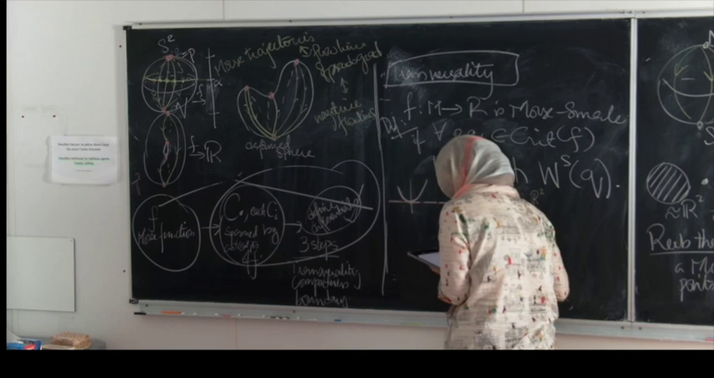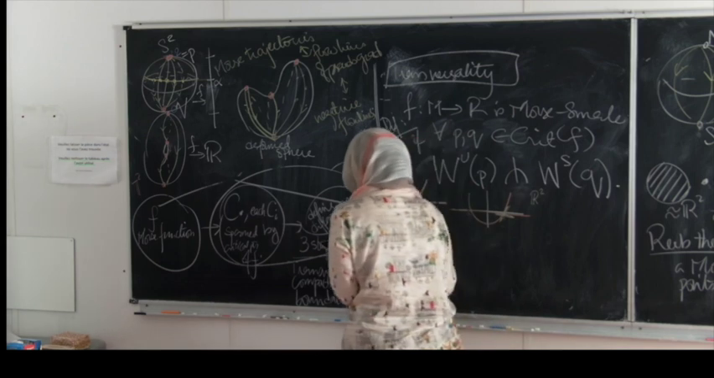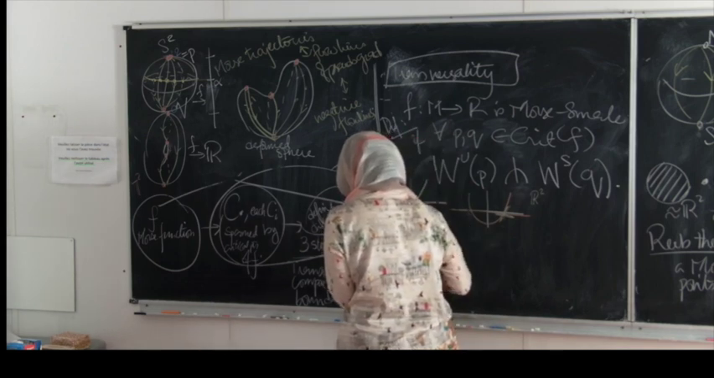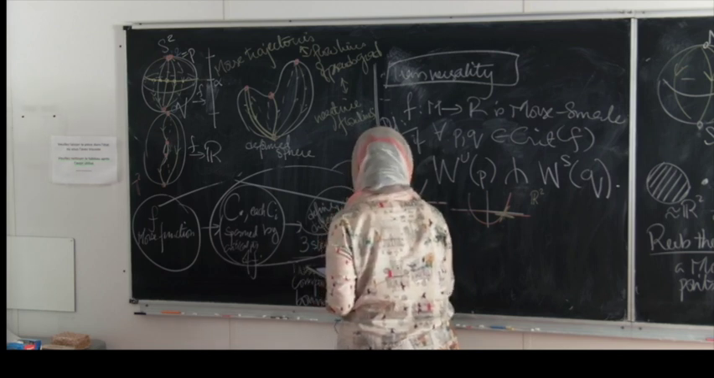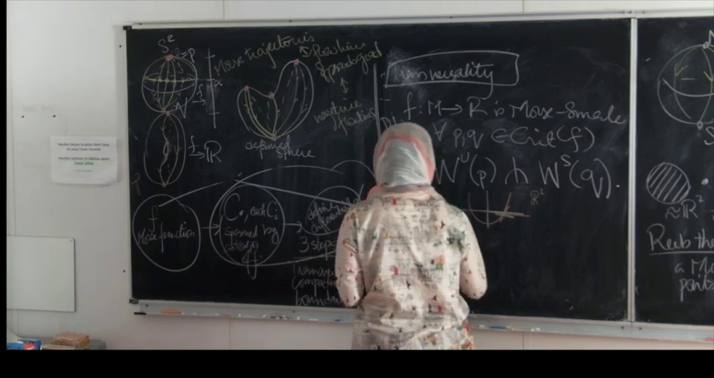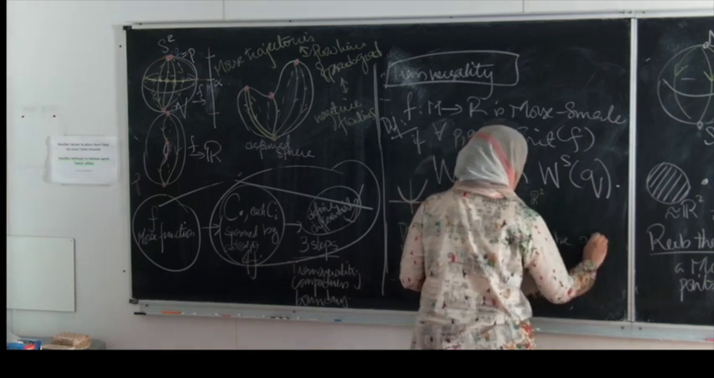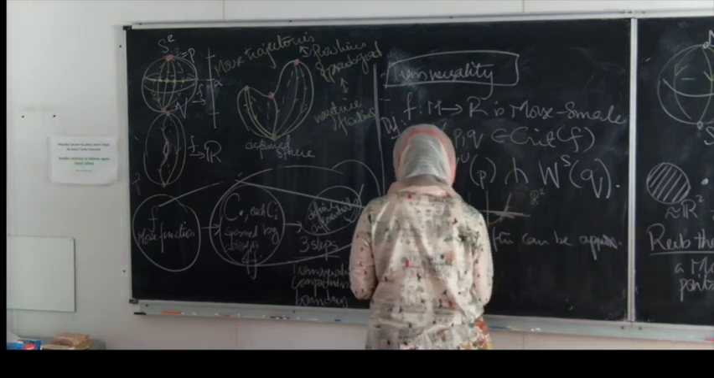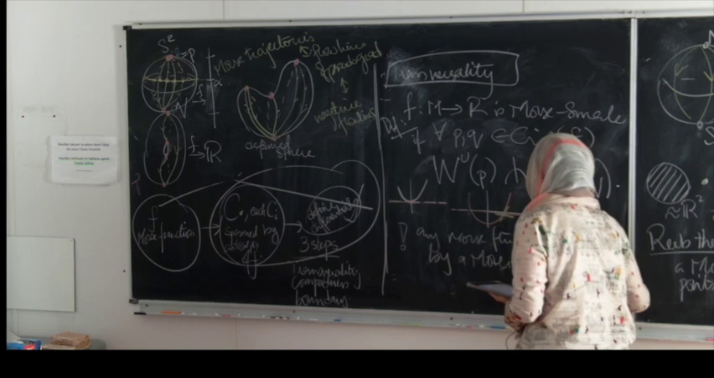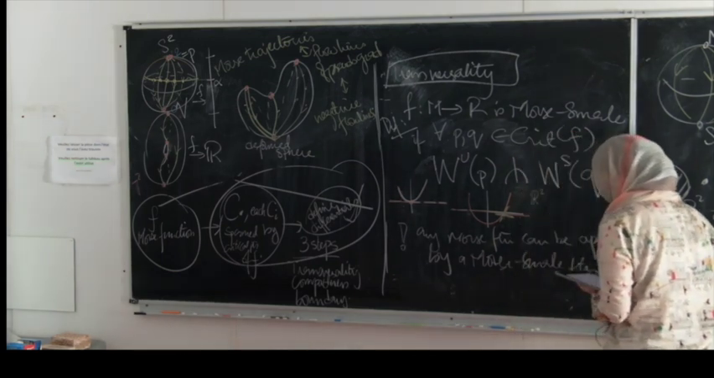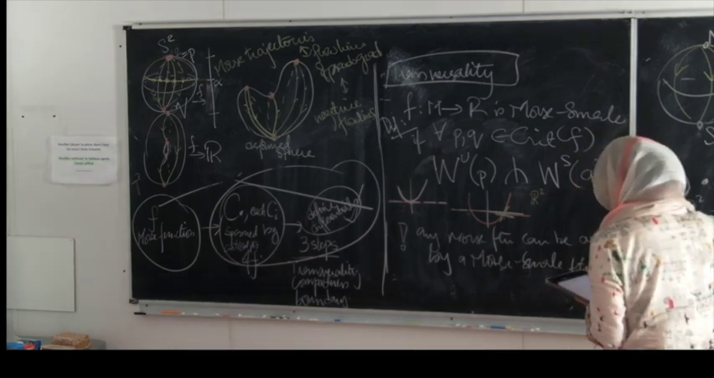And of course, if they do not intersect at all, then it's also vacuously true that they're transversally intersecting. Okay, so good news is that any Morse function can be approximated by a Morse-Smale one. Okay, so there are some consequences which maybe I should mention.